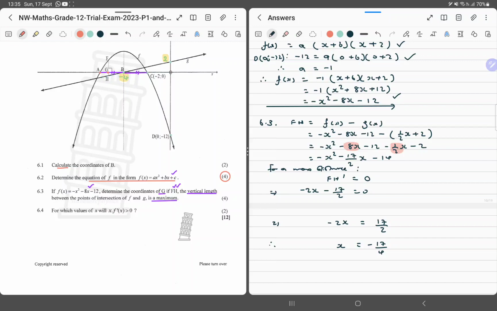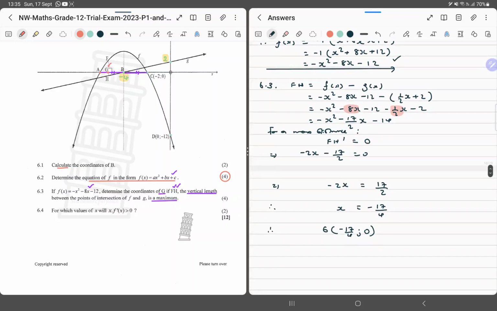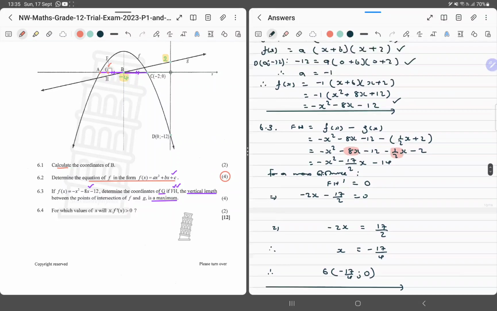So that makes sense. So we can say now, because they said determine the coordinates of G, G is the point minus 17 over 4 and 0, because point G is right on the x-axis. Okay, easy 4 marks, guys. A bit of applications of calculus here was necessary. Otherwise, we were going to have a few issues.